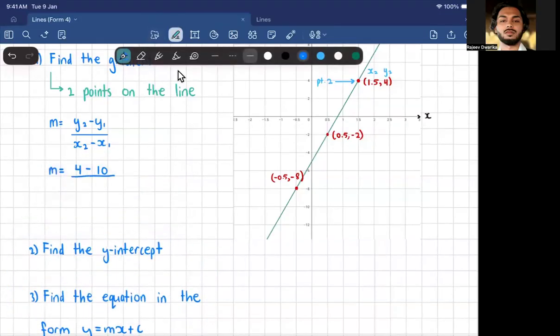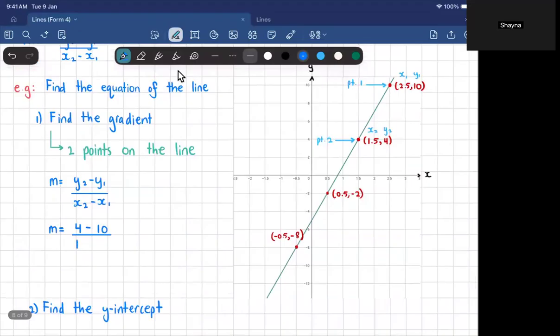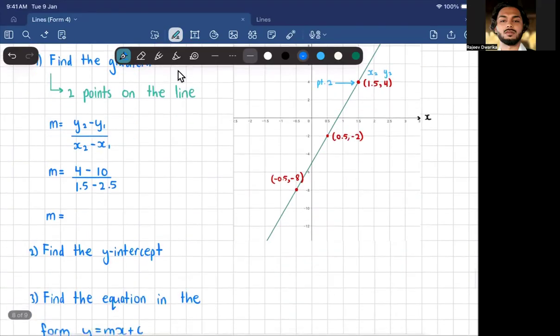Right? What is x2? X2 is 1.5. Yeah. And what is x1? X1 is 2.5. Okay. Right. So when you plug that into your calculator, let me know what you're getting.